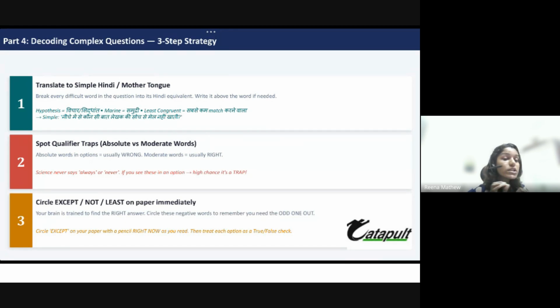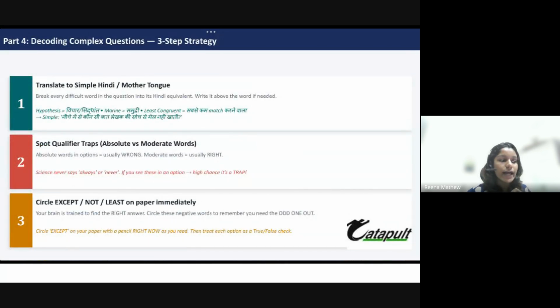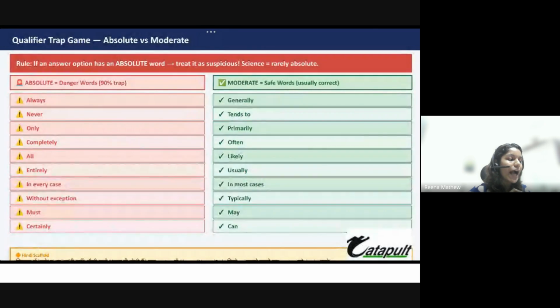Then we also learned trap words. Can you tell me the trap words that we learned? This is what we studied in the second class, WH words or trap words. I told you when there are some words in the questions, you should be careful, like except, odd one out, only, not. Hope you remember. So that is the trap word. Now we have learned something called absolute or moderate words. This is not that important. I've just included it in case.